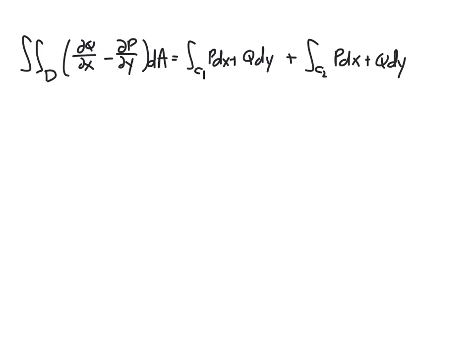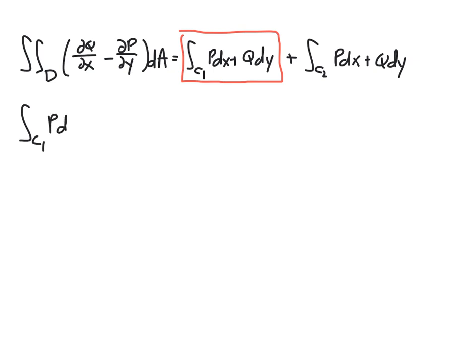Now I'm intentionally not writing the original function just to save some space, but the p dx plus q dy is that function: negative y over x squared plus y squared dx plus x over x squared plus y squared dy. And notice that the integral that we want is this integral here. We want the integral over that original curve C1. And so we can solve this equation for that particular integral.